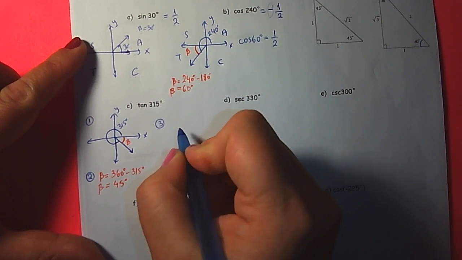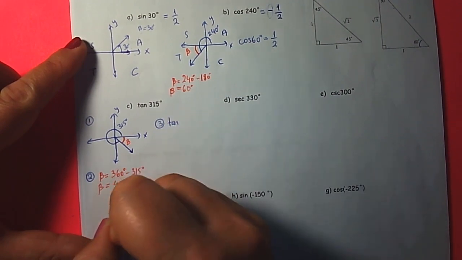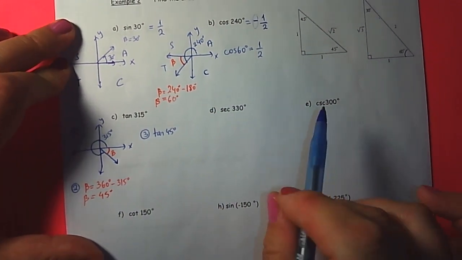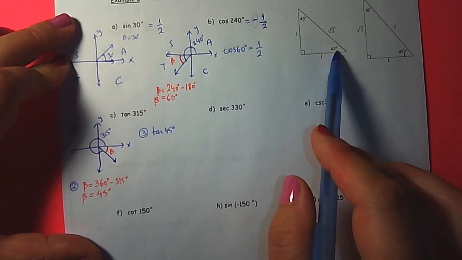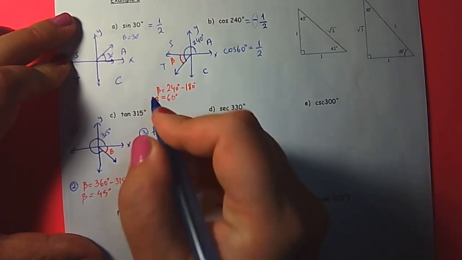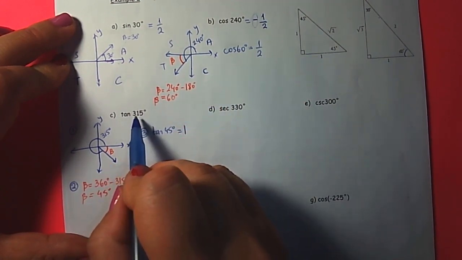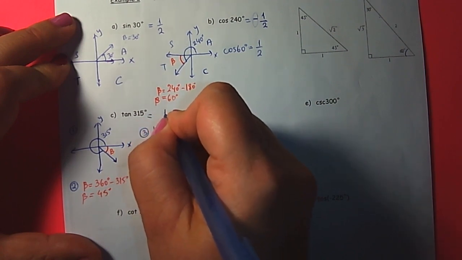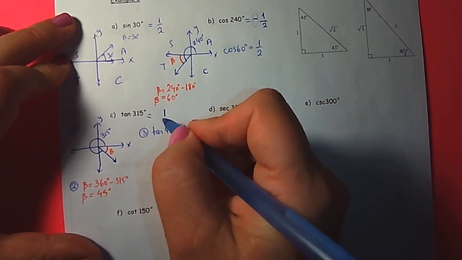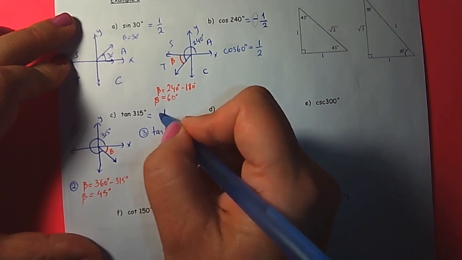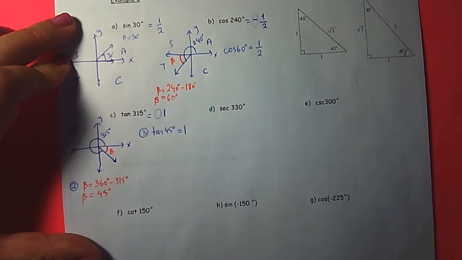Step 3, we are going to find the ratio for the related acute angle, tangent 45. To do that, we are going to use our special triangles. Tangent 45 is opposite over adjacent, 1 over 1, which gives you 1. So now we know that 315 and 45 degrees are related. So tangent 315 will have 1 as a numerical value. But again, you need to decide if you leave it as a positive value, or if you need to put a negative value here.